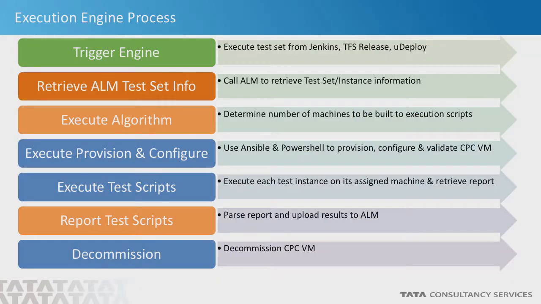So the execution process goes that we trigger the engine. From our deployment tool, it could be TFS, uDeploy, Jenkins, it will send a trigger to our Jenkins pipeline that will start this process. Next, we'll retrieve all the test information from ALM. It doesn't have to be ALM. In the near future, we'll be using Agile Central, as the organization I work for currently is going to Agile.